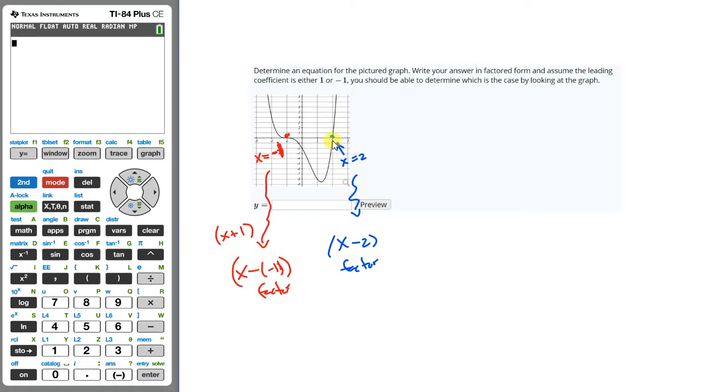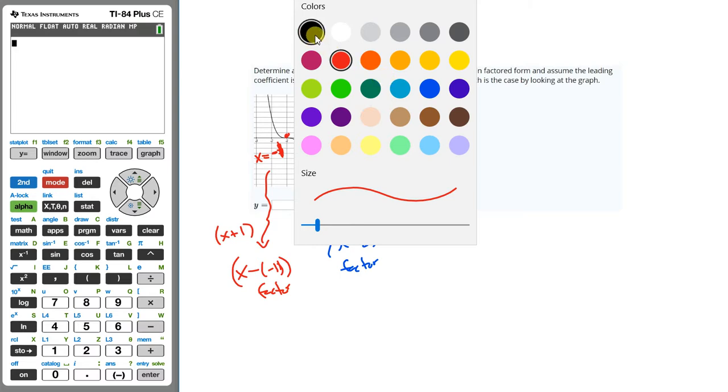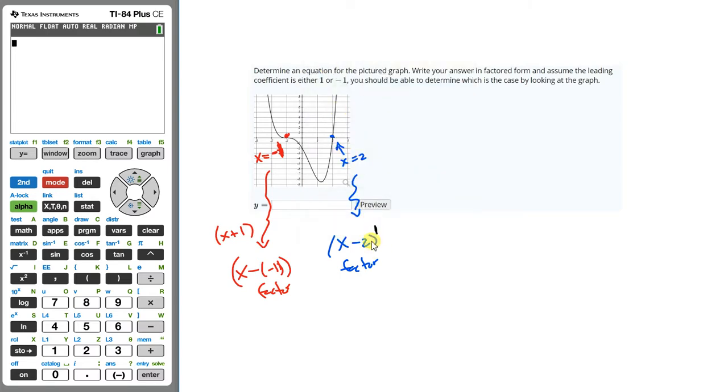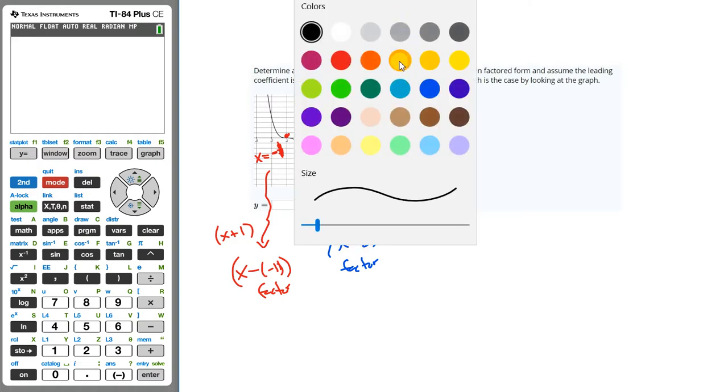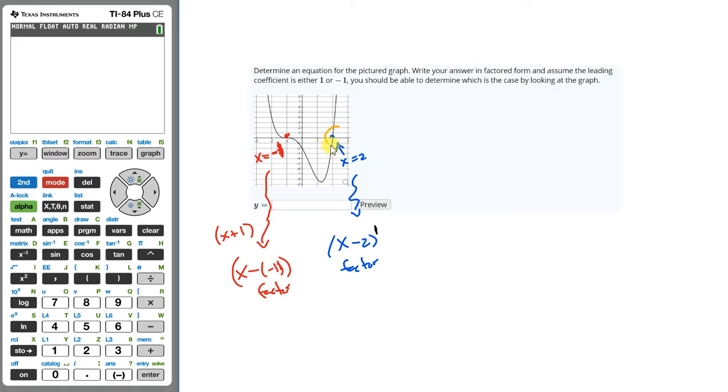Now here's the issue though. There's a difference in the behavior here. In this case, we're passing straight through. In this case, we're flattening out first and then going up again. When we pass straight through like a straight line, that means the factor has degree 1 or multiplicity 1, like the graph of x minus 2 would just be a straight line. In the neighborhood of this x-intercept, if you were to magnify it, this would almost look like a straight line. And so the power or multiplicity on this is a 1.